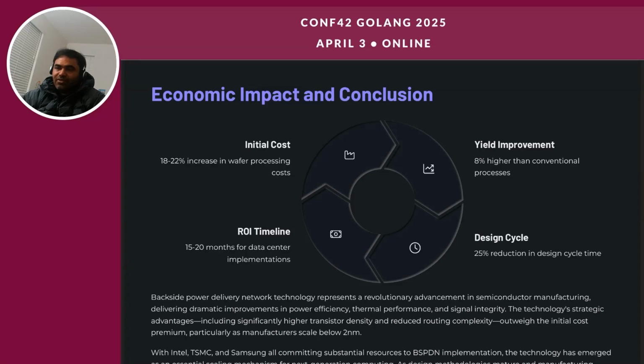Currently, most of the lower technology nodes in chip design are adopting this, to reduce the power, improve the performance and reduce the signal integrity issues.